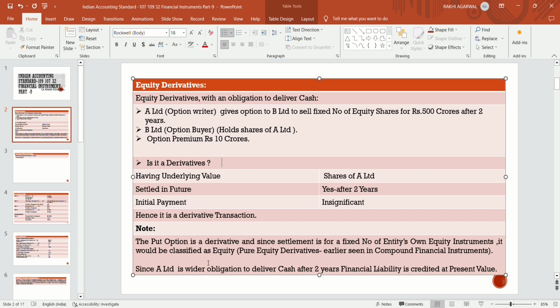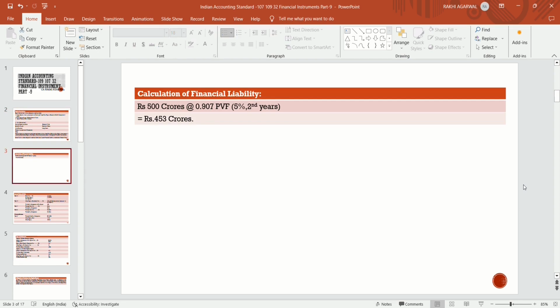So we pull that in order to bring it to present value, at fair value. How to pull? We have already learned how to calculate the financial liability. There is a consideration of 500 crores. After 2 years, A Limited needs to pay when B Limited exercises its option. B Limited, as the holder, is always in a favorable situation. If B Limited exercises the option, A Limited has an obligation to pay cash.